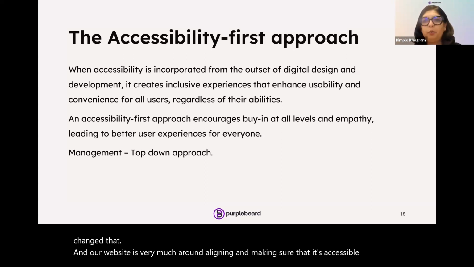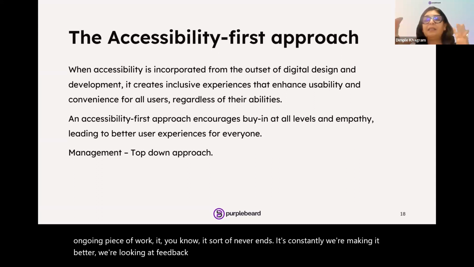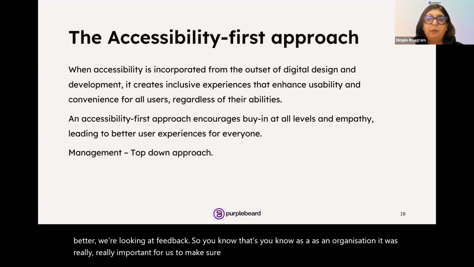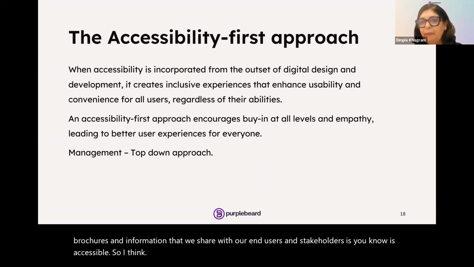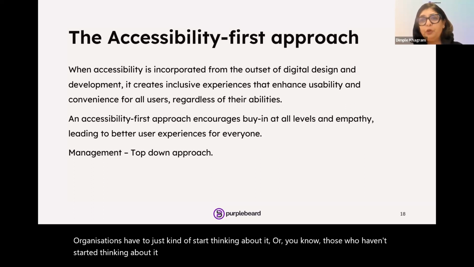It's an ongoing piece of work. It never ends. We're constantly making it better. We're looking at feedback. As an organization, it was really important for us to make sure that our website is accessible, but also some of our brochures and information that we share with our end users and stakeholders is accessible. So I think organizations, or those who haven't started thinking about it, have to start thinking about it, to ensure that services and products are accessible.